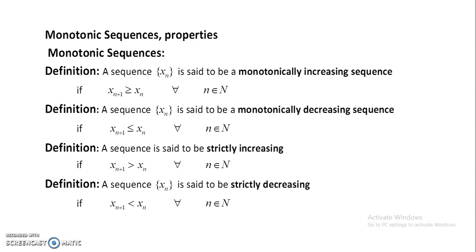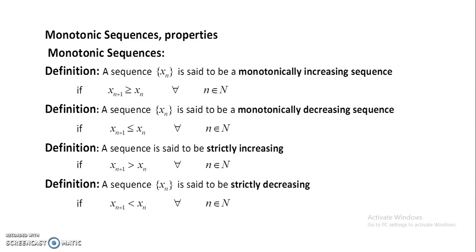What is the definition of a monotonically increasing sequence, a monotonically decreasing sequence, a strictly increasing and a strictly decreasing sequence? Let us see the first definition. A sequence xn is said to be a monotonically increasing sequence if xn+1 is greater than or equal to xn for all n belonging to the natural numbers N.